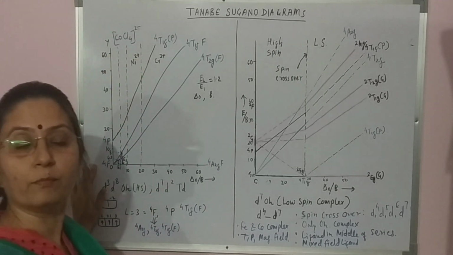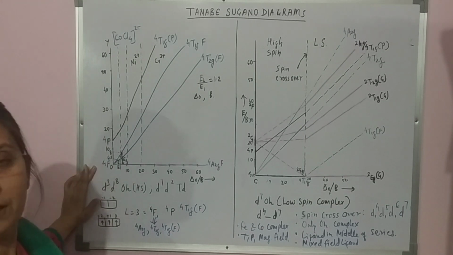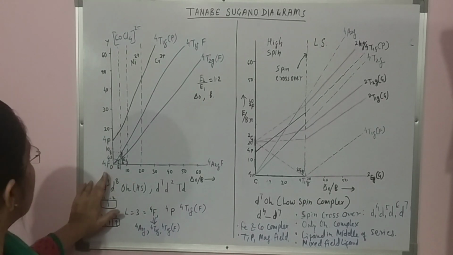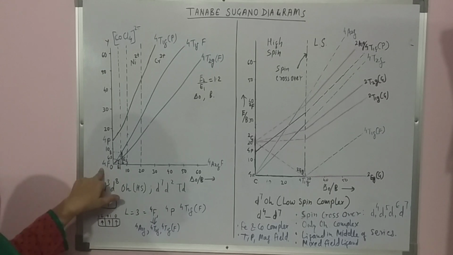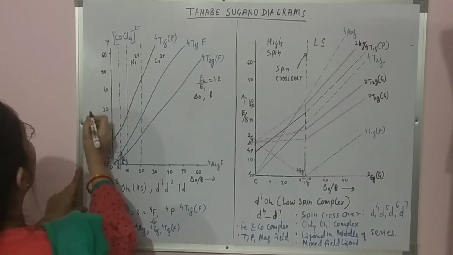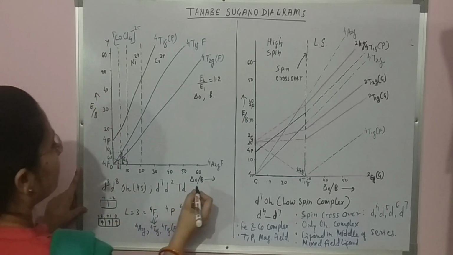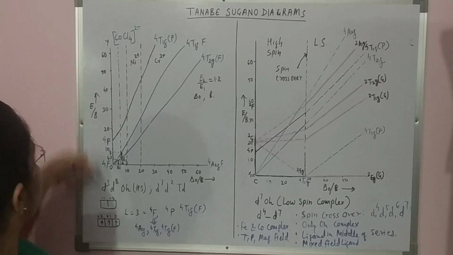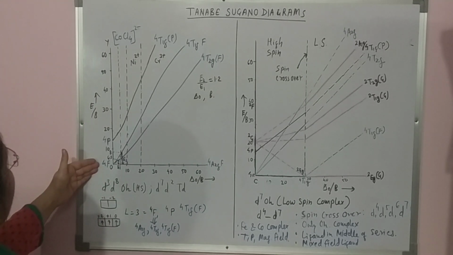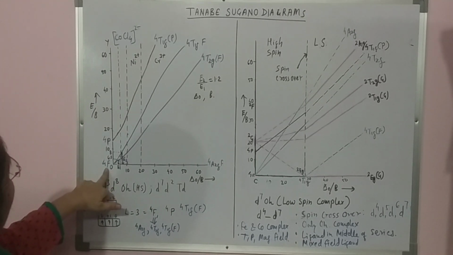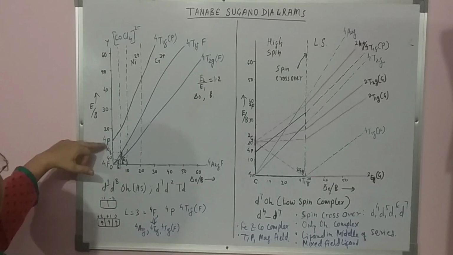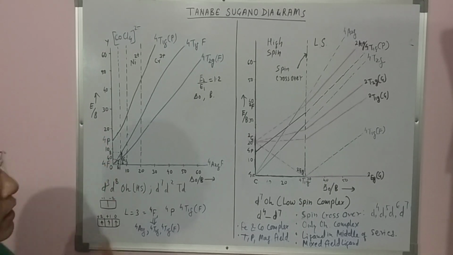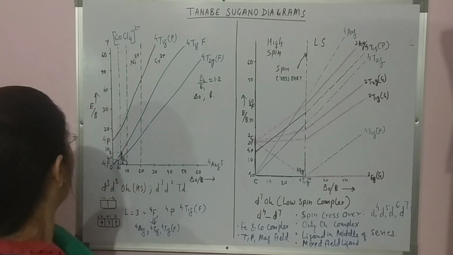As we already know from the earlier diagram, the lowest energy term is written at 0. So 4F will be written at 0 value. On this side we take E upon B, and on this side we take delta upon B. B is the Racah parameter and E is the energy. So 4F has the lowest energy, it will be written at 0, and then we will write 4P, since 4P has more energy as compared to 4F.